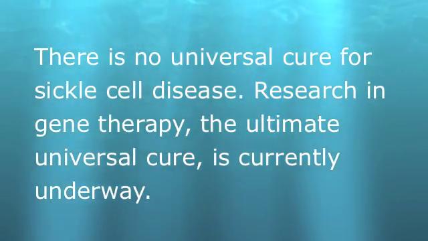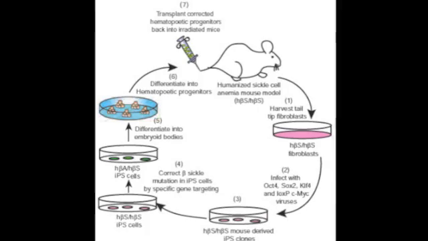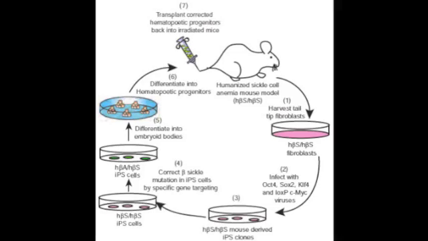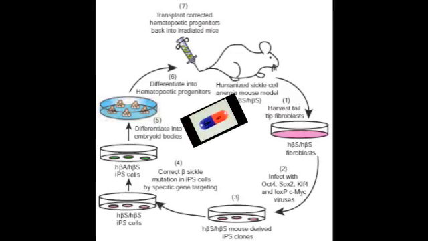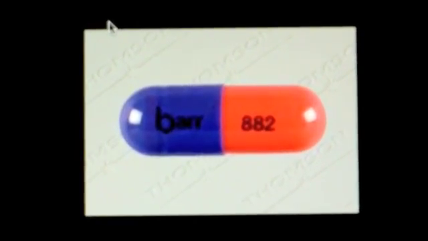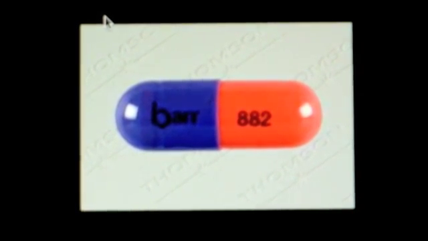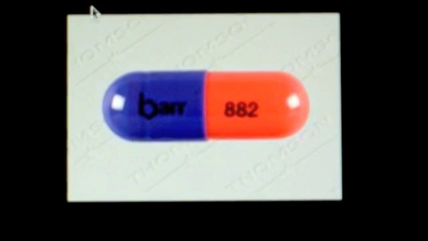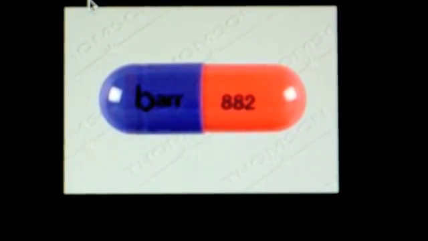There is no universal cure for sickle cell disease. Research in gene therapy, the ultimate universal cure, is currently underway. For now, it is just treatable. The use of hydroxyurea has shown promising results on some adult patients. It reduces the frequency of severe chest pain, acute chest syndrome, and the need for blood transfusions.